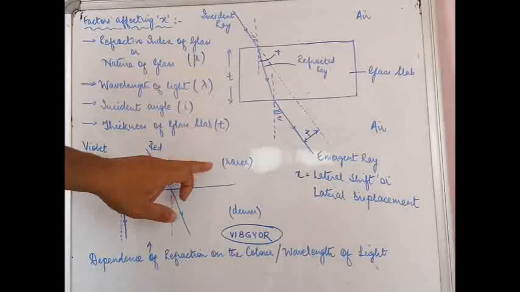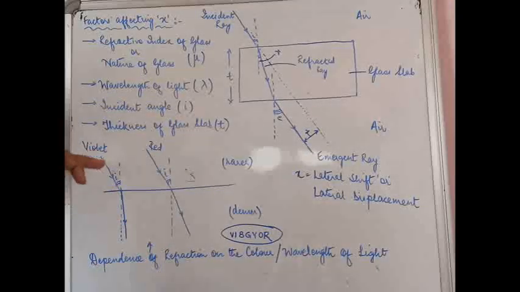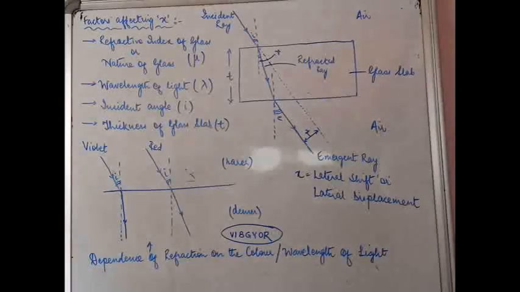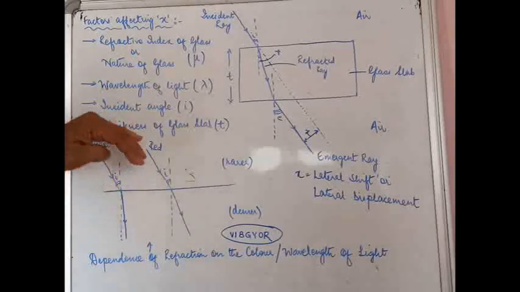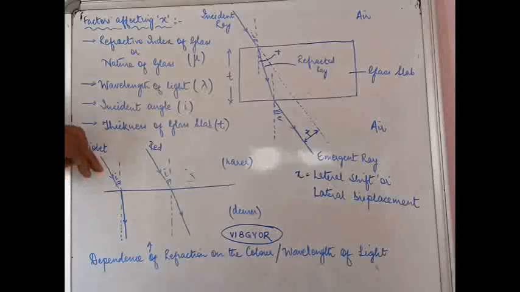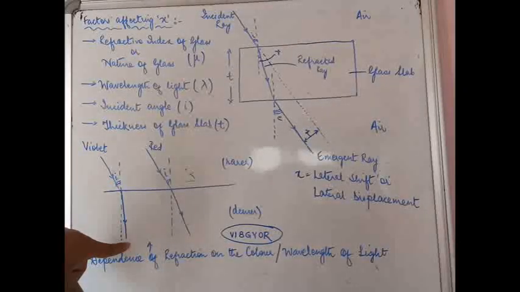Since there is a change in the medium, the light will bend. Both rays of light will bend, but the degree by which they bend, or the angle of refraction, is going to be different. As you can see, this light has bent from its original path, and this has also bent from the original path. It is obvious that this has bent more.